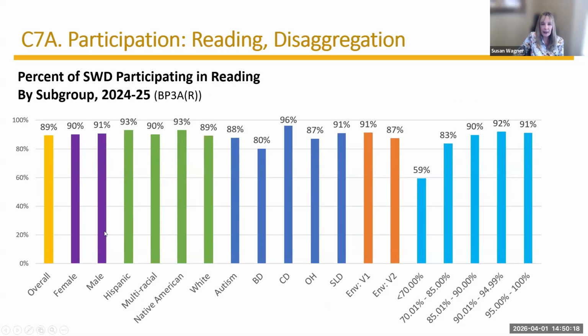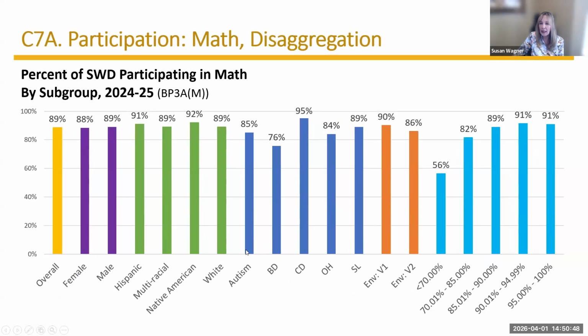If we look at the disaggregations in terms of who's least likely to participate in reading, it's our BD/ED students, 80% there, and our kids who have low attendance. So no surprise there, if they're not attending, they probably don't want to attend and participate in the state test. Also, kids in the V2 environment are less likely to participate than kids in the V1 environment. And similar patterns for math.